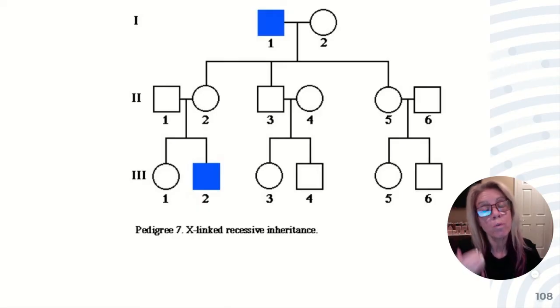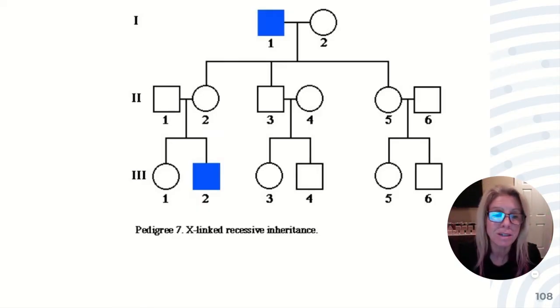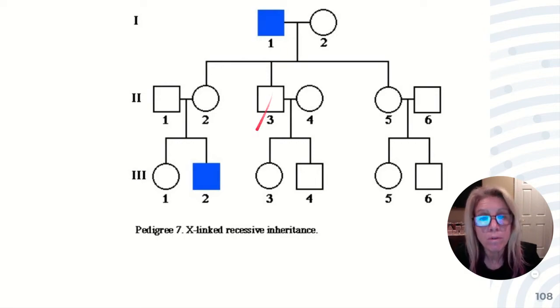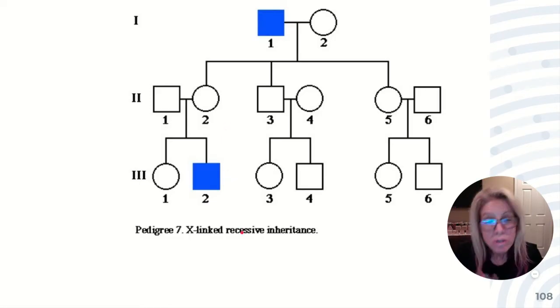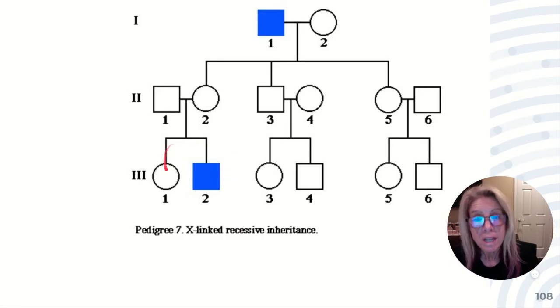So first of all, what you know with recessive traits is they can skip generations, right? Dominant traits cannot skip generations, but recessive traits can. So first thing you would look for is, is it skipping generations? And then the second thing you would look for is, do you see it predominantly in males? So here, the males are the only ones who have it.